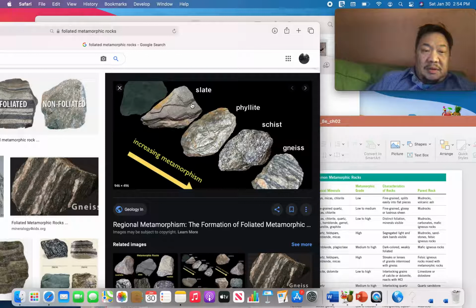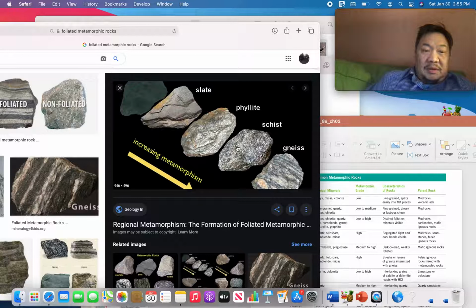If you increase pressures even more, and maybe temperature too, but always pressure, you will make another type of foliated metamorphic rock called phyllite. Now you can see that the layers are curvy and the rock looks a lot different from its original parent. This is what we call the parent rock before it got metamorphosed. It looks much more different than the parent. It's called phyllite.